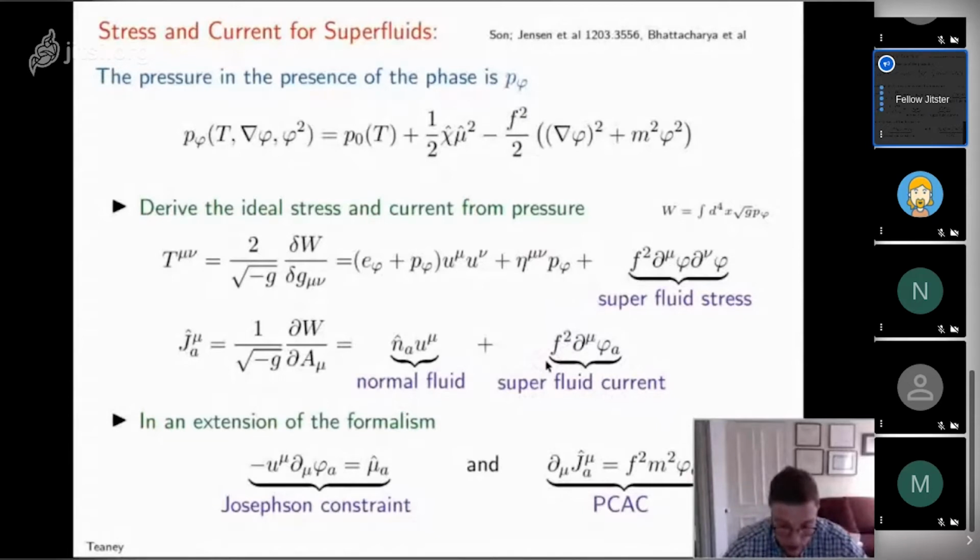Okay, so in addition, if you were to extend the formalism, first of all, by including this mass term, you'll find that the isovector current is not exactly conserved, but it's partially conserved. So that's the partially conserved axial current. Okay. And you also find what's known as the Josephson constraint, which relates the time derivative of the phase to the axial chemical potential. So, good. So, questions? Can I pause here?